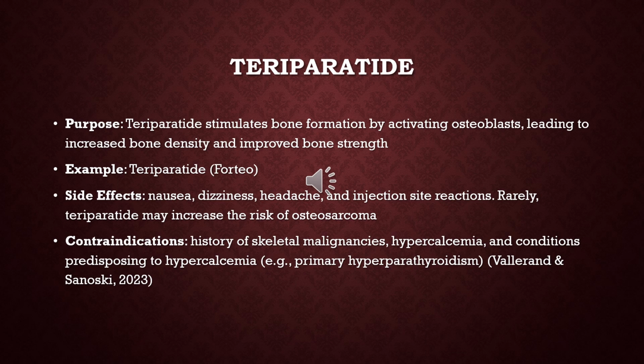Teriparatide may also be used with osteoporosis. It is also known as recombinant parathyroid hormone 1-34. This hormone stimulates bone formation by activating osteoblasts, which can lead to increased bone density and improved bone strength. The common example medication for this medication is Forteo.